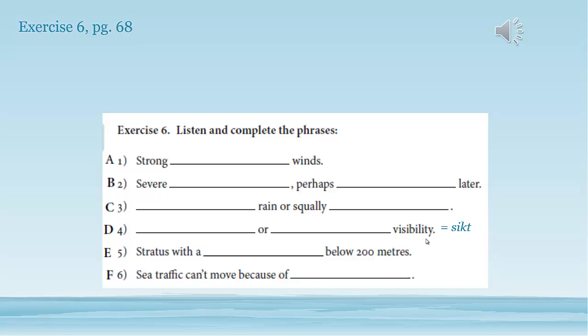D. Moderate or poor visibility. Great. So moderate or poor visibility. I just wrote a little Norwegian there for my students. Sikt is visibility. Moderate or poor visibility. Okay, great. E? E. Stratus with low cloud base below 200 meters. Stratus is a type of cloud with a low cloud base below 200 meters. Okay, great. And then F?